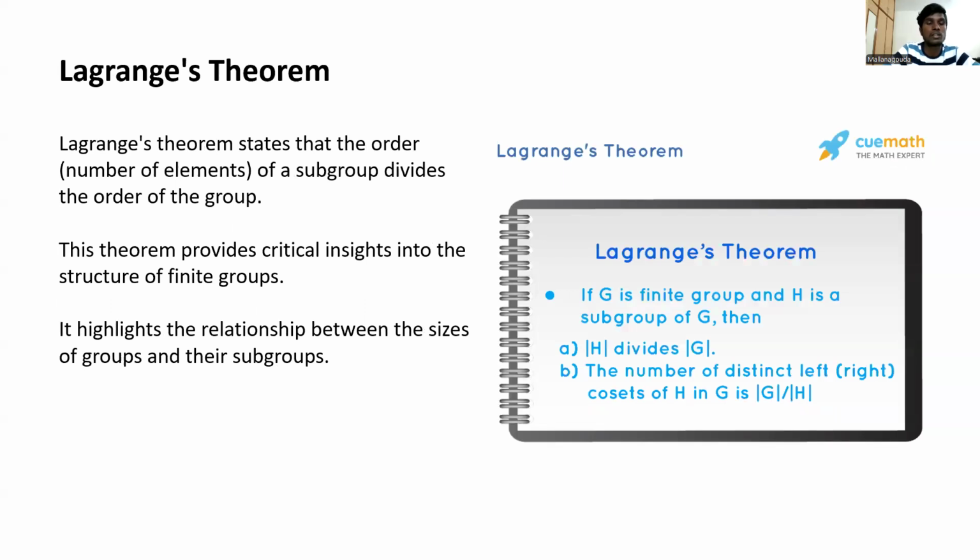Lagrange's theorem. Lagrange's theorem states that the order, or number of elements, of a subgroup divides the order of the group, and this theorem provides critical insights into the structure of finite groups. It highlights the relationship between the sizes of groups and their subgroups. If G is a finite group and H is a subgroup of G, then the order of H divides the order of G. The number of distinct left cosets of H in G is the order of G divided by the order of H.